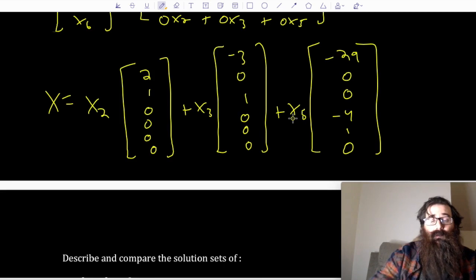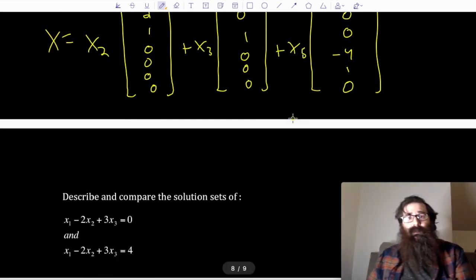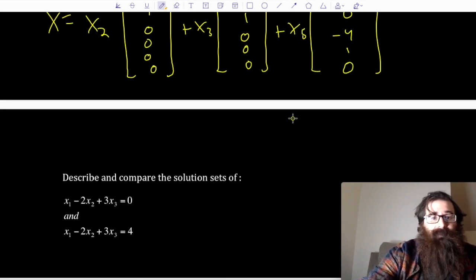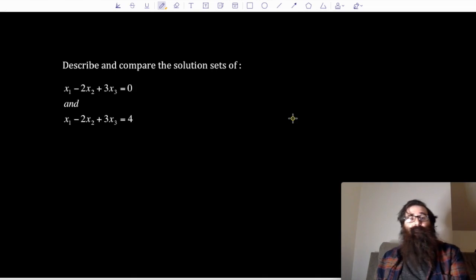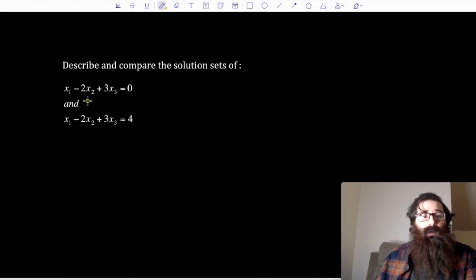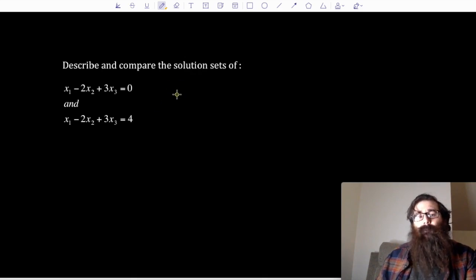This is our answer. Let's talk about what this means geometrically, or why we care about it so much. I want to describe and compare the solution sets of two very similar equations: x sub 1 minus 2x sub 2 plus 3x sub 3 equals 0, and x sub 1 minus 2x sub 2 plus 3x sub 3 equals 4. And I'm not going to worry so much about writing the matrix that this would come from. It really wouldn't be too interesting.